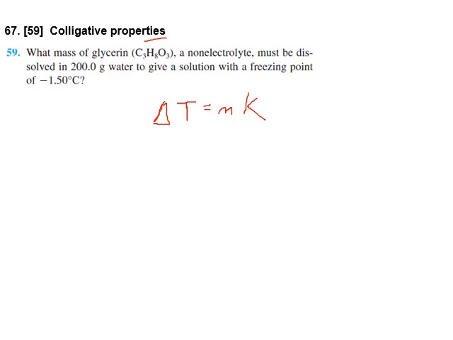All right, so what we have here is we have delta T. Delta T is 1.5 degrees centigrade, not minus. Because remember, when we do the freezing points, we just automatically subtract. So delta T is actually 1.5 degrees centigrade. And we need to know what mass we have to dissolve in 200 grams of water.